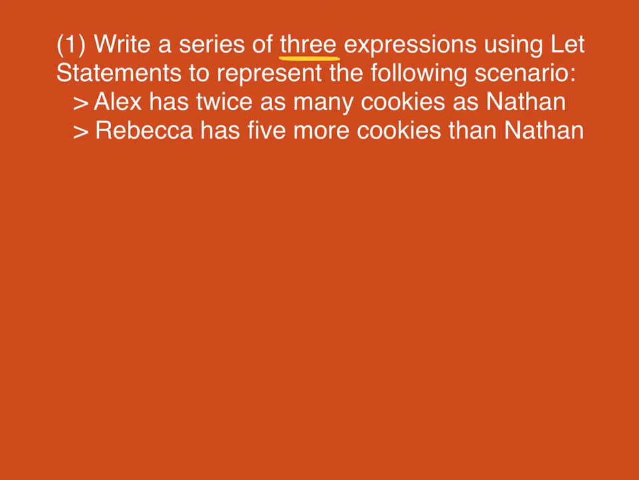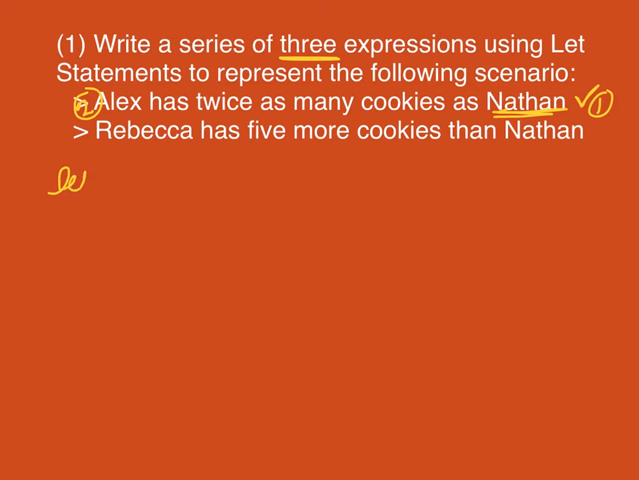So the first statement says that Alex has twice as many cookies as Nathan. So the question we ask ourselves is, what don't we know first? If Alex has twice as many as Nathan, the thing we don't know first is how many Nathan has. So that therefore is our first let statement. Our second let statement, of course, would be Alex. We're not going to do anything with Rebecca right now. So my first let statement is about Nathan.